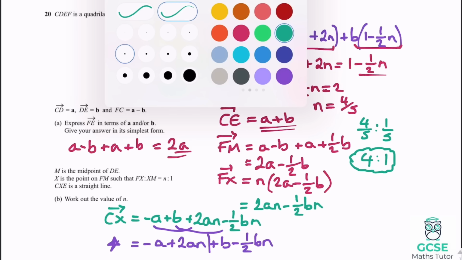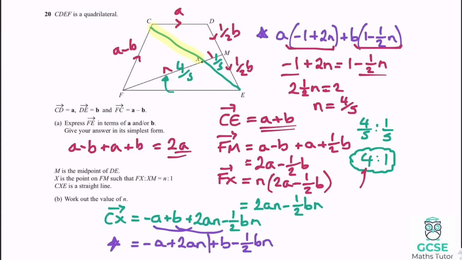It does say work out the value of n, n to 1. So n equals 4 is our final answer there for that vector question.